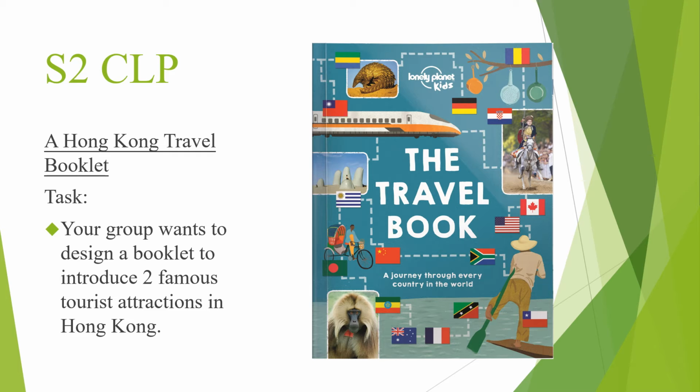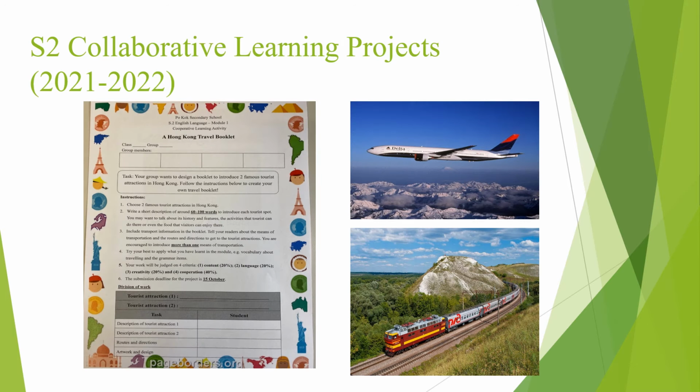This is the Form 2 collaborative learning project done this year. Form 2 students have to design a booklet to introduce 2 famous tourist attractions in Hong Kong. Here's the instruction given to students.